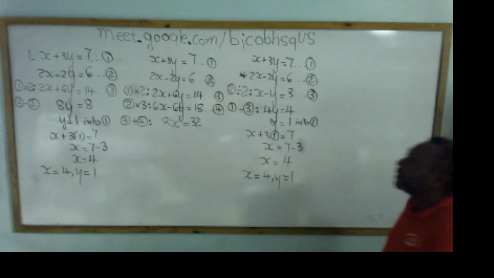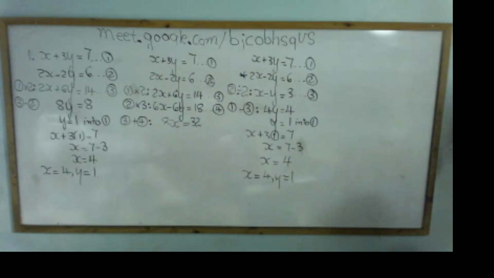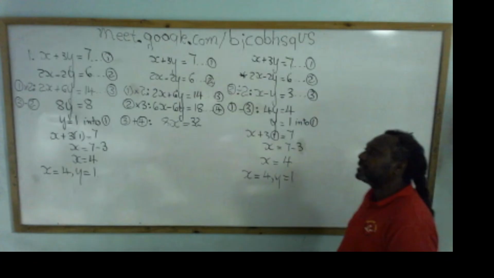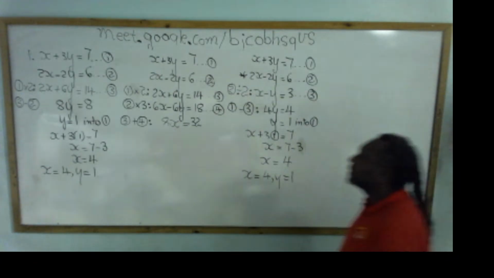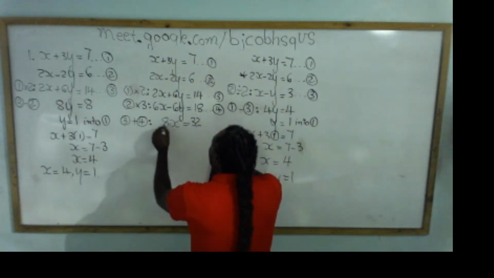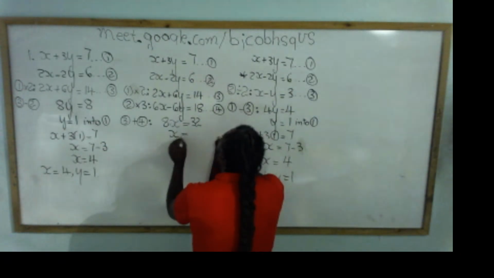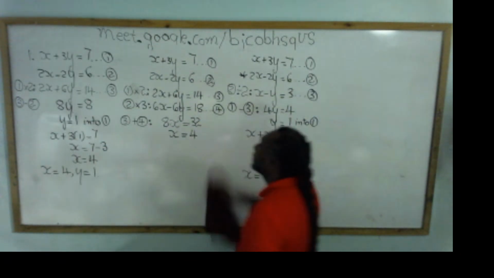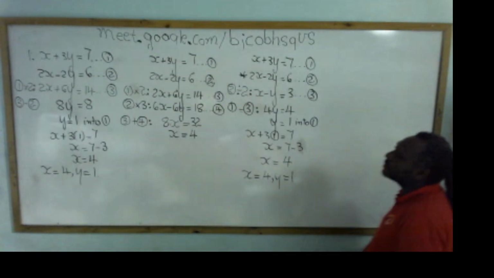Let's go back to that. 8x is equal to 32. Obviously, x is equal to 4.